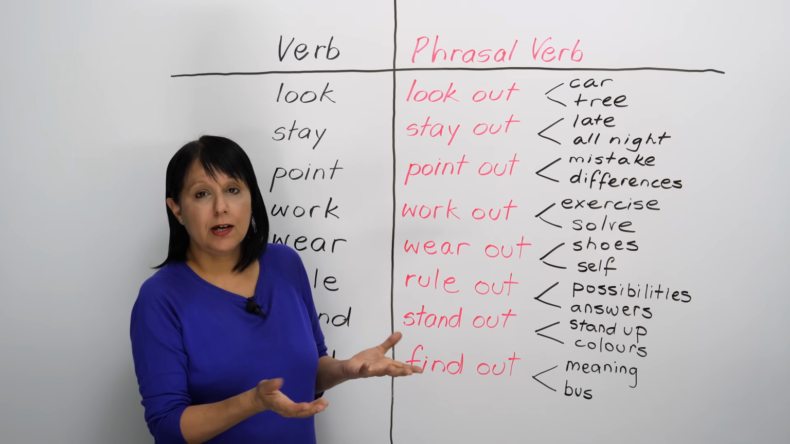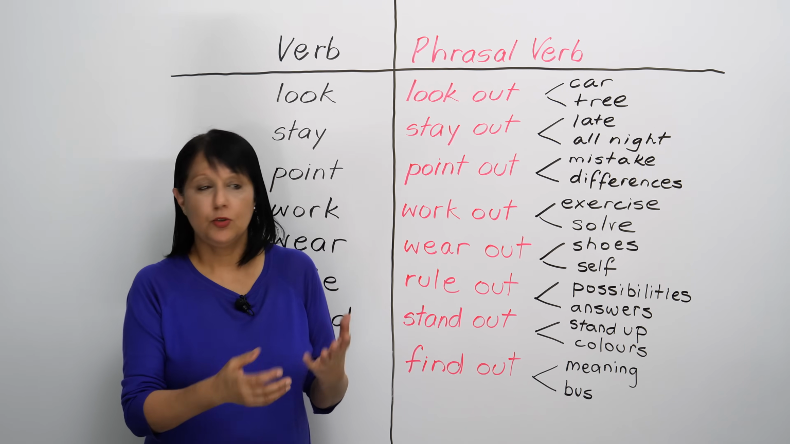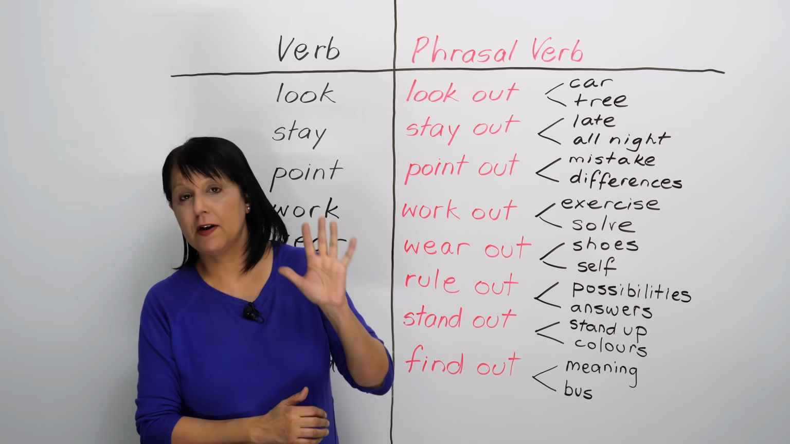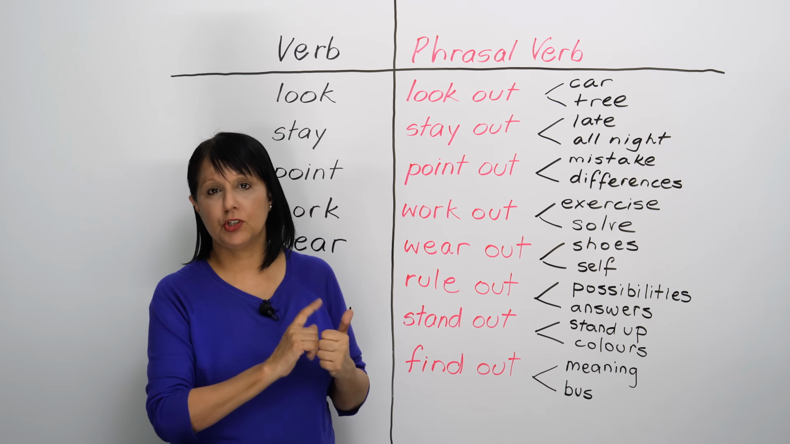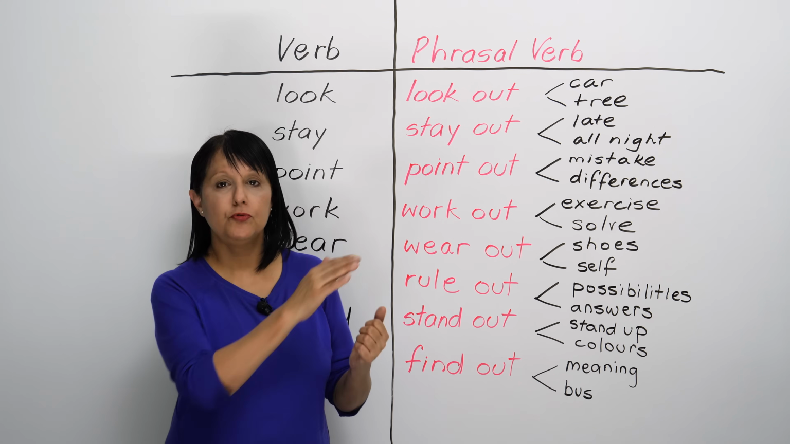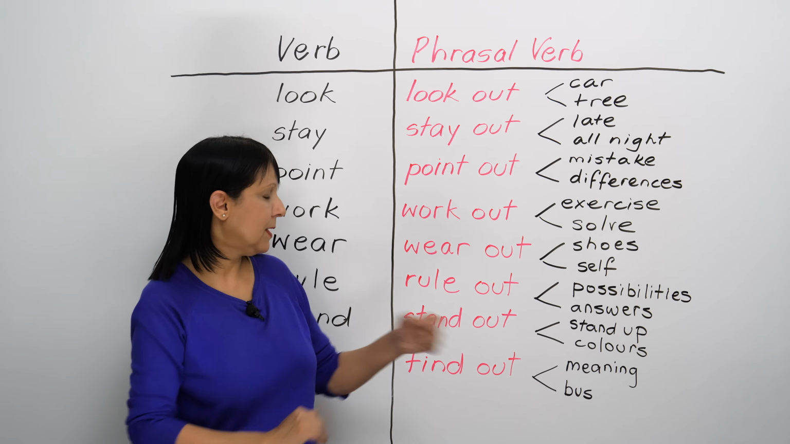Which friends you want to have, you rule them out. Or if you're going to hire someone, you have many candidates. Let's say you have 5 candidates, but you rule out some of them, so you're left with just 1 candidate. You ruled out or eliminated the other possibilities, okay?